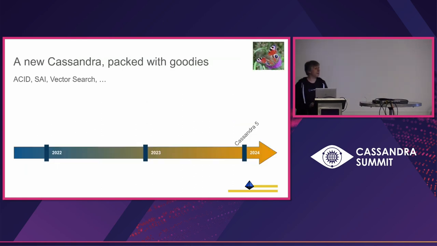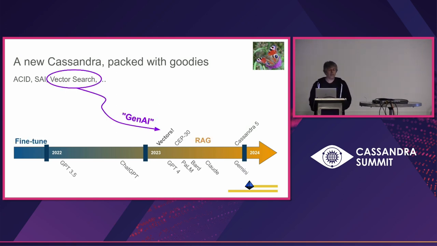We know that Cassandra 5 is coming, packed with very good new stuff. ACID transaction, SAI, vector search. So vector search, in case you don't know it, is a big thing, which is basically the workhorse of this generative AI revolution, which is taking place. So looking at the timeline, you notice that CEP-30, which is the Cassandra enhancement proposal introducing vector support, happened during the course of this year and very quickly made its way to Cassandra 5, which is about to be released. And you probably know that vector search is a big deal.